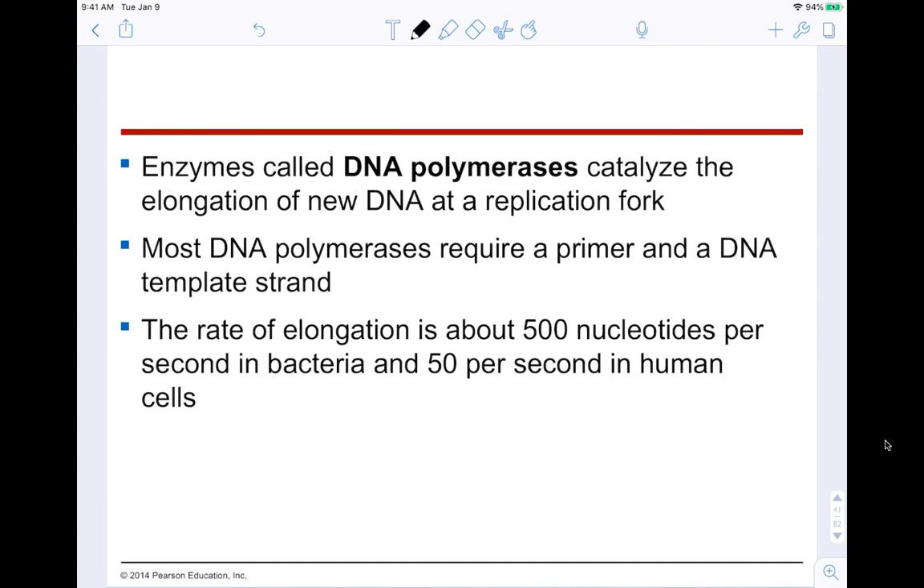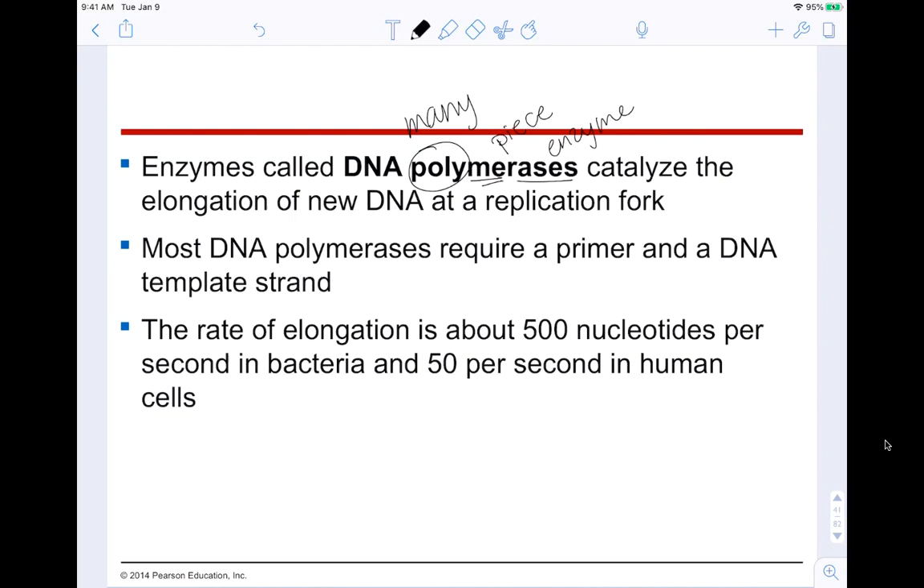So enzymes called DNA polymerases. Let's think about what that word means. What's poly? Poly means many. What's mer? Mer means piece or part. And ASE tells you that it is an enzyme. DNA polymerases, many pieces enzyme. So it's an enzyme that's going to add many pieces of DNA. That makes sense. Pieces of DNA are called nucleotides. So look at that. That's how it all works.